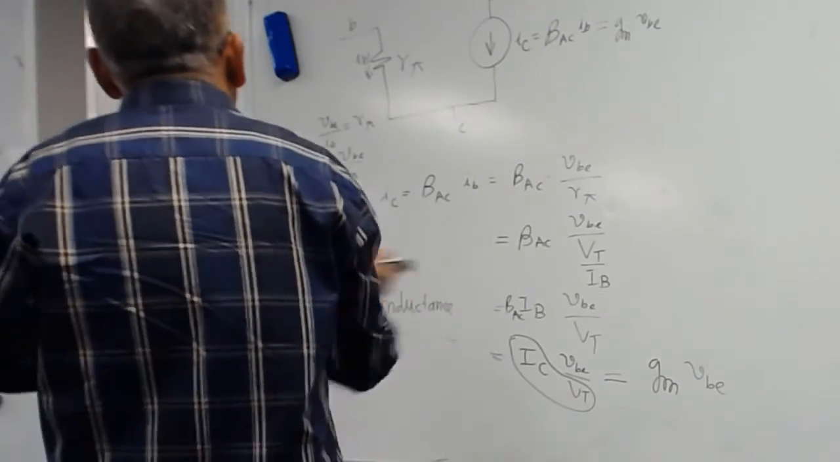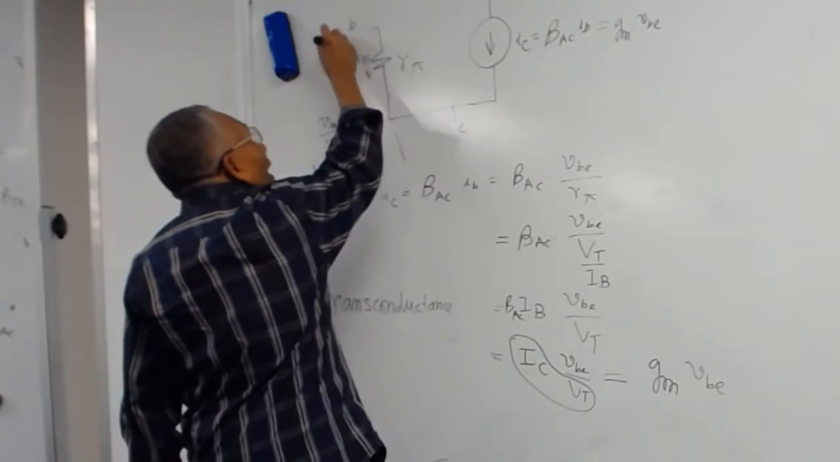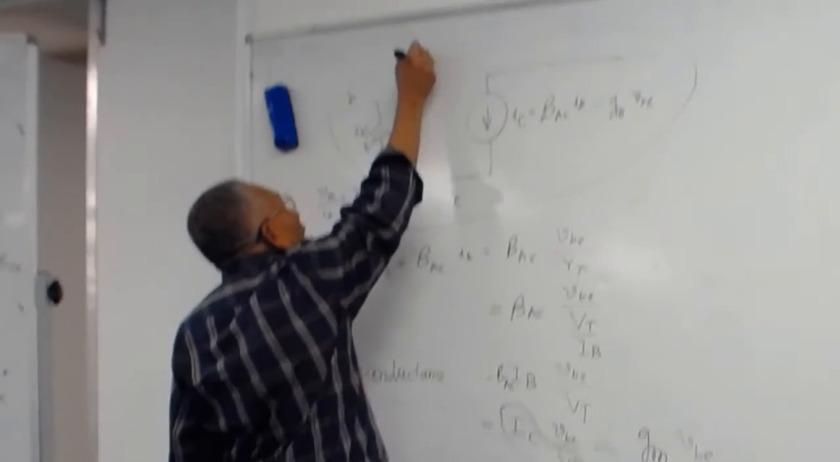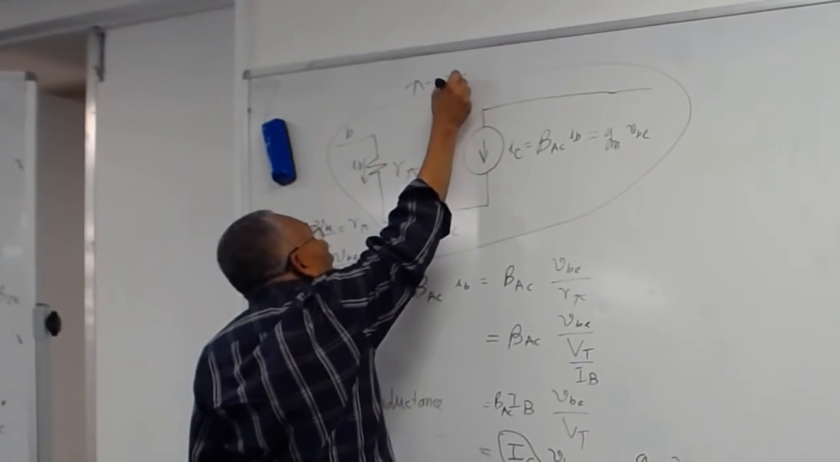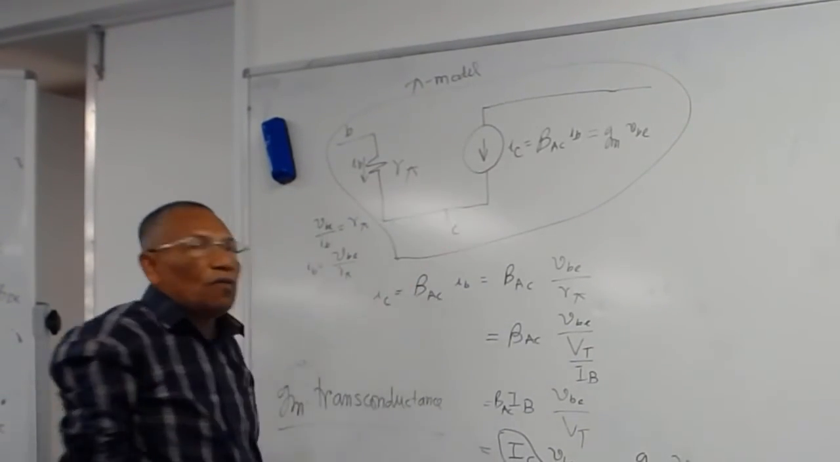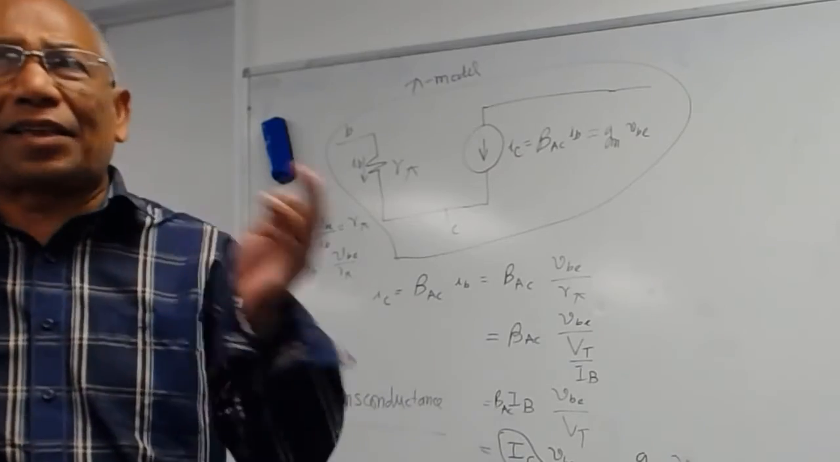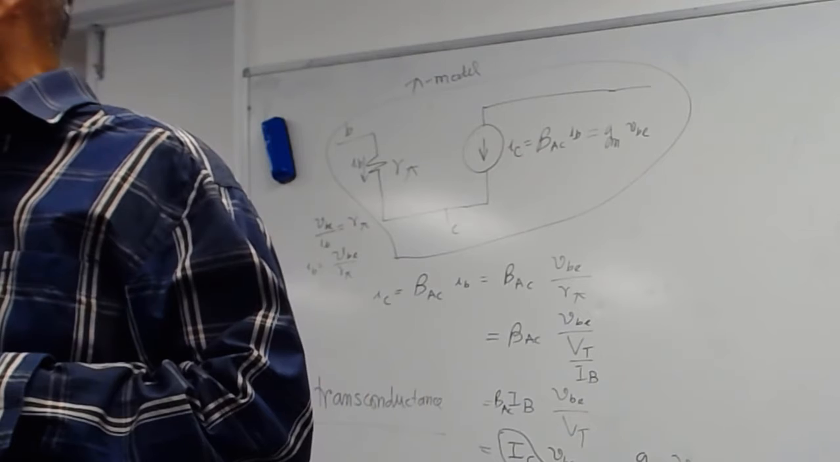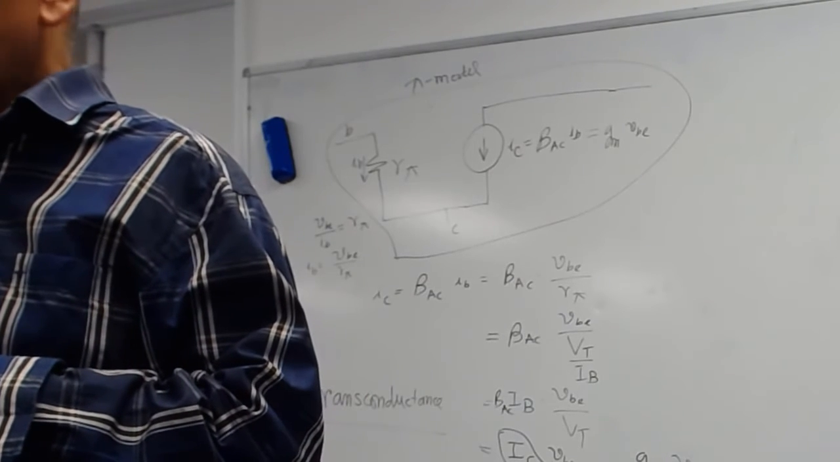So this one is a nice model. This is a nice model, the pi model. For some reason, the pi model is not the nicest model. We can make it nicer, more beautiful. Okay, how?